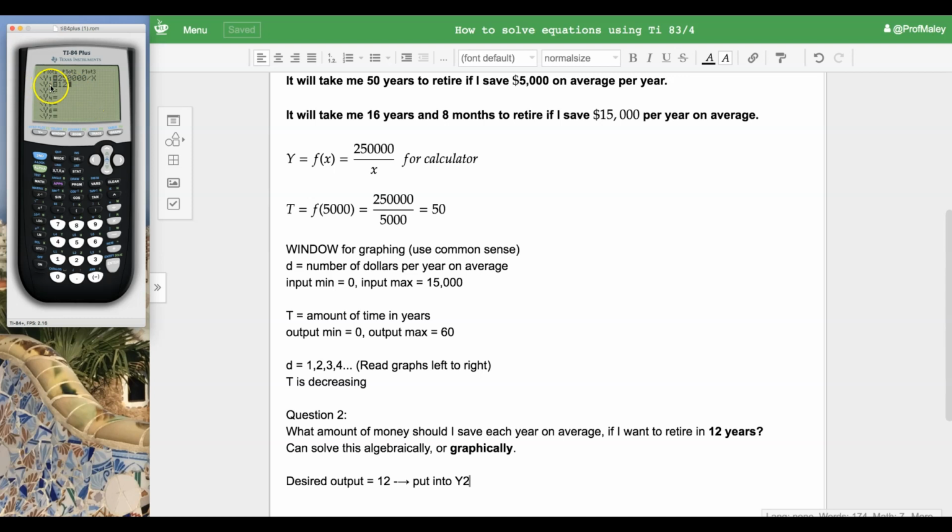If you think about what this should look like before we graph it, for all x, y is 12. So what's that going to look like? It's going to look like a flat line at 12. So when we come to the graph, we might need to switch this up a little bit.